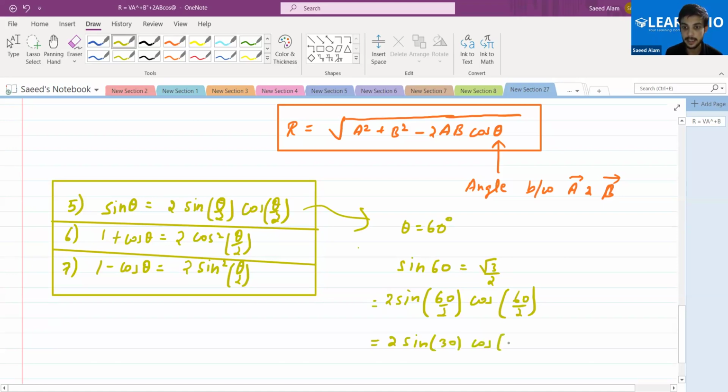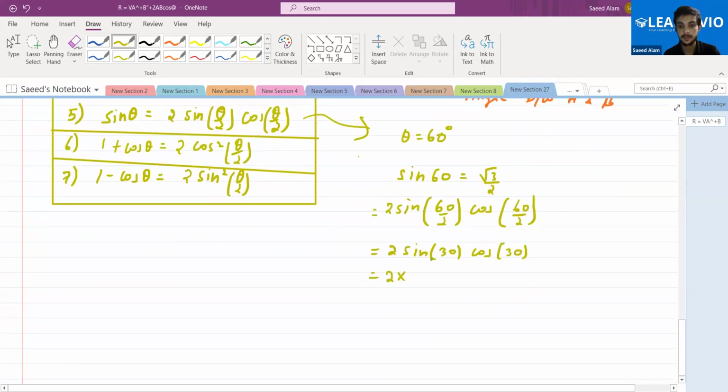And what will be inside the cos? That will still be 30. So 2 times what is sine 30? 1 by 2, into what is cos 30? Root 3 by 2. So if we cancel out the 2 from 2, you will still get the resultant equal to root 3 by 2.